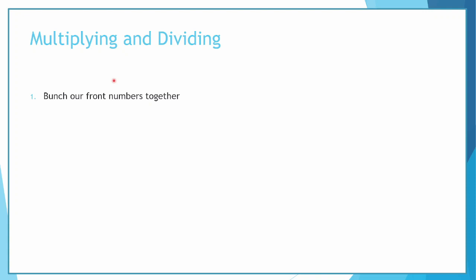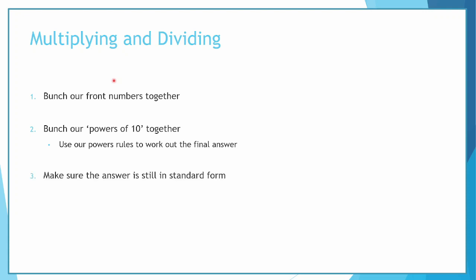Now we're going to talk about working out sums that include standard forms when we're multiplying and dividing. There's a 3-step process that we have to do. We're going to take our front numbers and bunch them together. Then we're going to take our powers of 10 and bunch them together. And then we're going to use our rules of powers to work out the powers of 10 sum. The rules of powers is something that we went over in lesson 11, so you can go back and check that out. And then number 3 is we're going to make sure our answer is still in standard form.